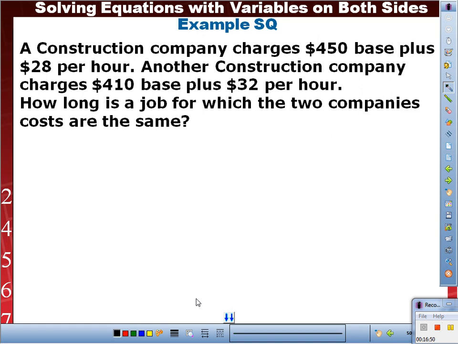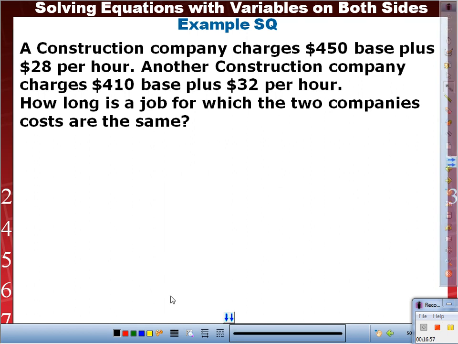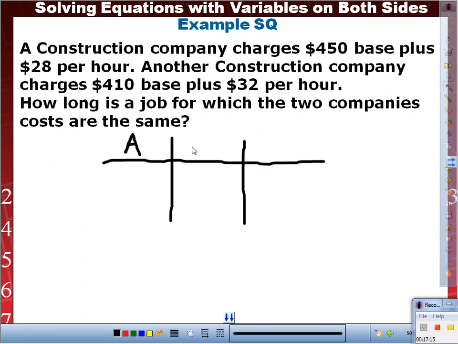So, Andrew, how many items or how many people are they talking about? 2. That is correct. 2 construction companies. So how many lines down? 2, and 1 across. Do they give us the name for the first company? What can we label it? Very good. A. What can we label the second one? B. And at the end we're going to write total.